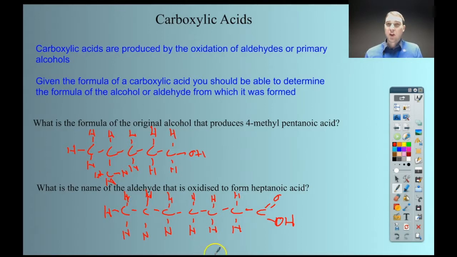Yeah, it looks like an H. Okay. So, what's the name of the aldehyde that's oxidized? We need to figure out what the aldehyde would have been. So again, we'll get our little eraser. The aldehyde is C double bond O, H. So there's no extra oxygen there. The name of that is heptanal. That would be the name of the aldehyde that produced that carboxylic acid.